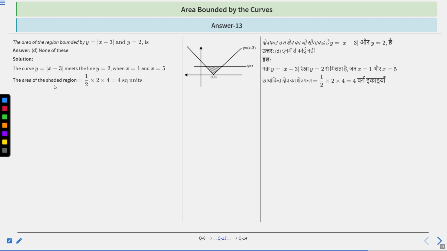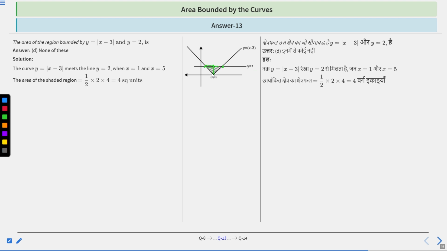Clear? The curve y equal to mod x minus 3 meets the line y equal to 2 at points C. These points are x equal to 1 and 5. Therefore, the area of the shaded region will be a triangle. The perpendicular will be 2, and the base will be 5 minus 1, which is 4.